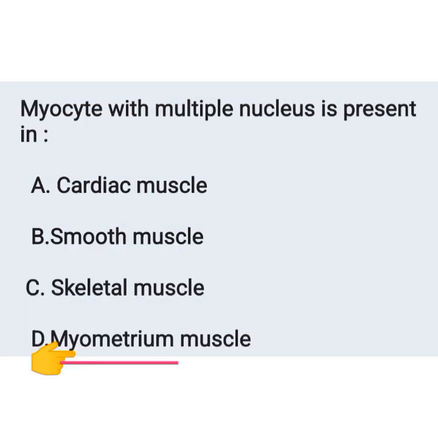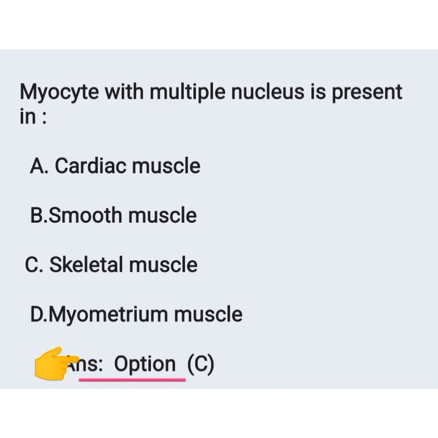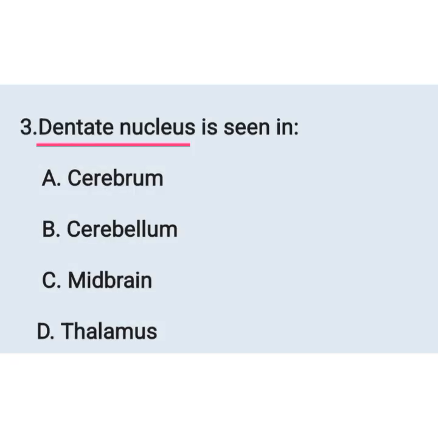And the next question, myocyte with multiple nucleus is present in. Options, option A cardiac muscles, option B smooth muscles, option C skeletal muscles, option D myometrium muscles. Our question is myocytes with multiple nucleus. Myocytes means muscle cells. Muscle cells with multiple nucleus are present in skeletal muscles. Option C is the correct answer. Move on to the next question.